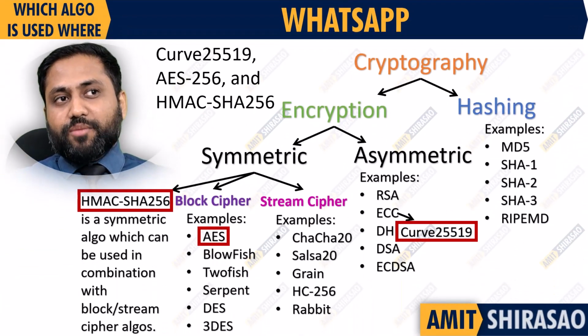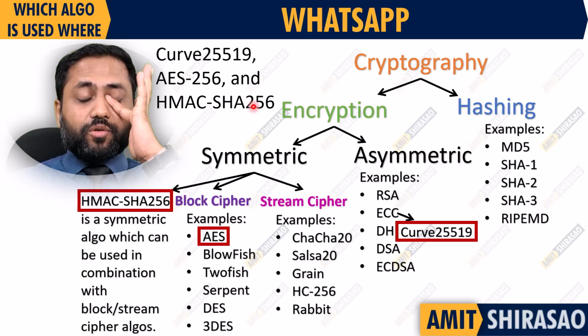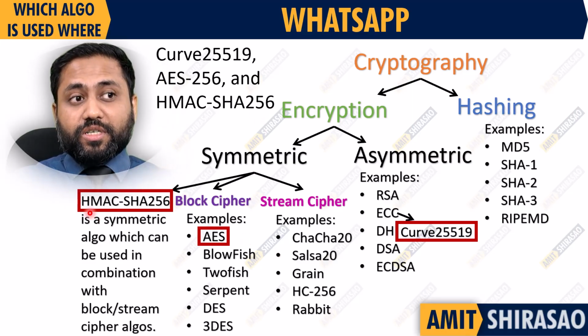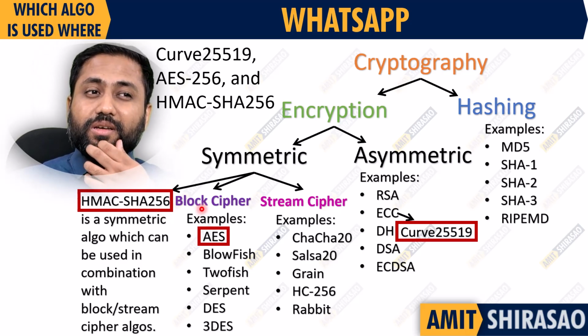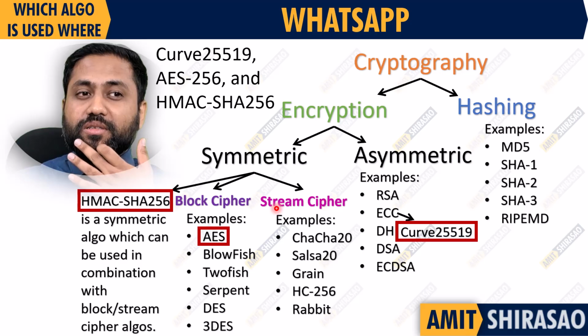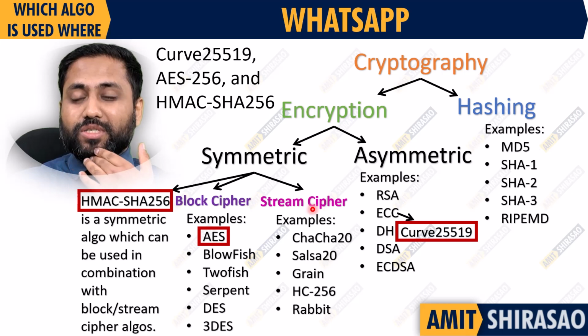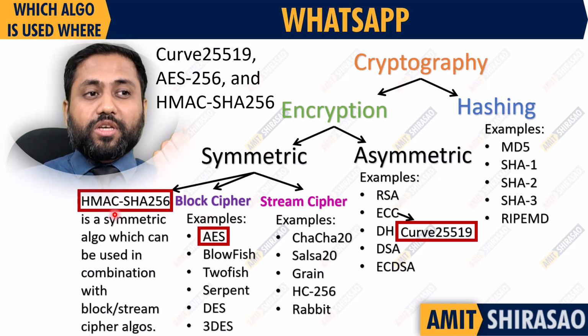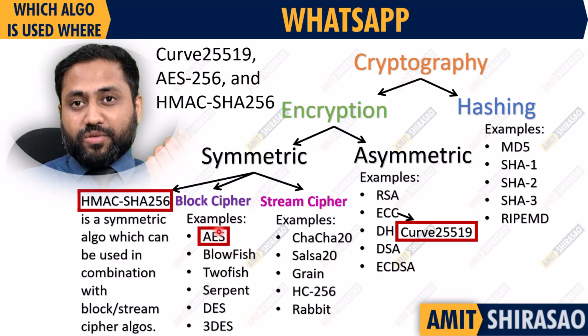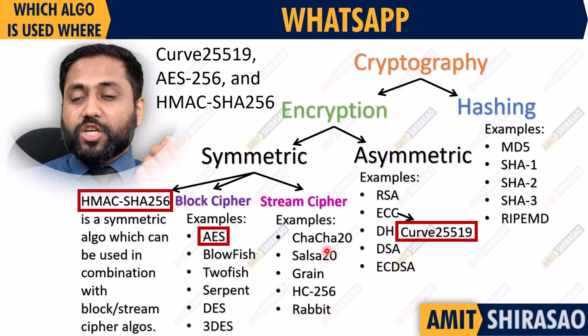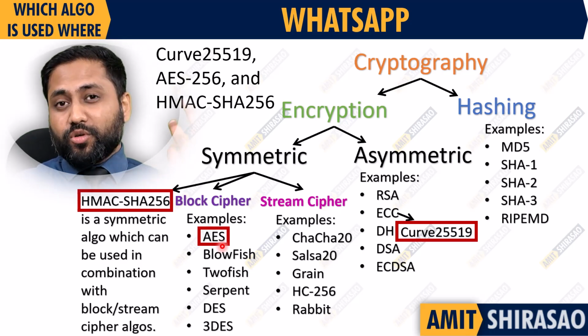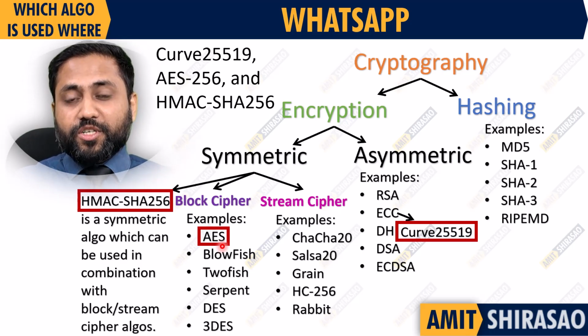And finally, WhatsApp. Now, WhatsApp uses these 3 different algorithms. So, what is HMAC SHA-256? So, this is neither a block cipher nor a stream cipher algorithm, but it is a symmetric algorithm. But it's neither block cipher or stream cipher. But it can be used in combination with any block cipher or stream cipher algorithms. So here we are using it in combination with AES. They could also use it in combination with Cha-Cha 20, but they chose AES because I told you AES is the gold standard of symmetric encryption.